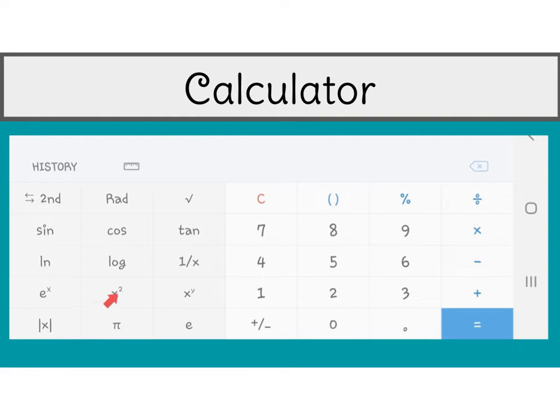So a number would be the x, right? And then here is my exponent. So we are going to be using powers of 10 today. And so we will be using a calculator to do some of these calculations.